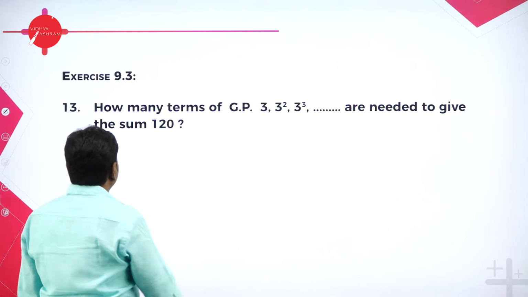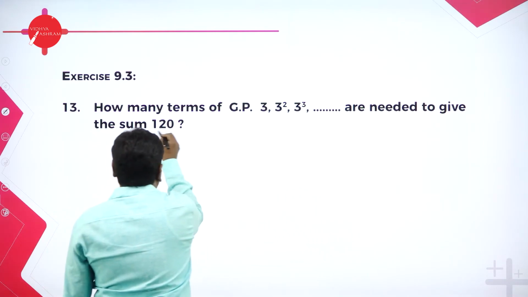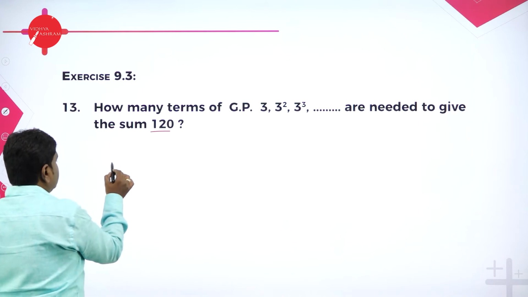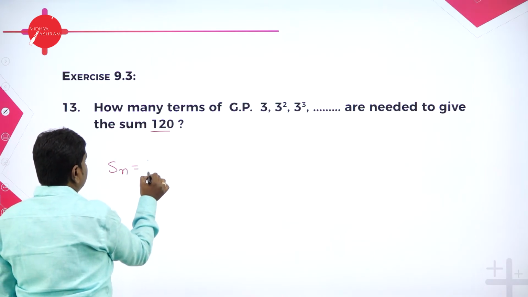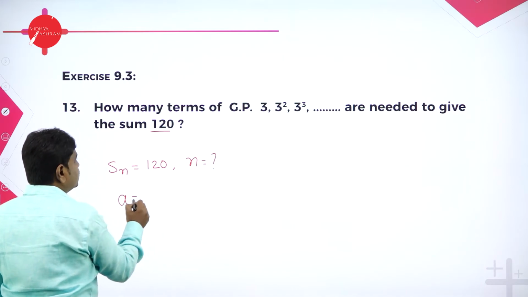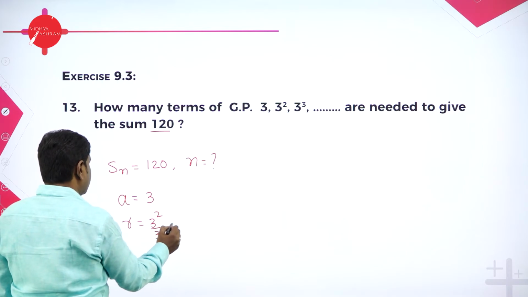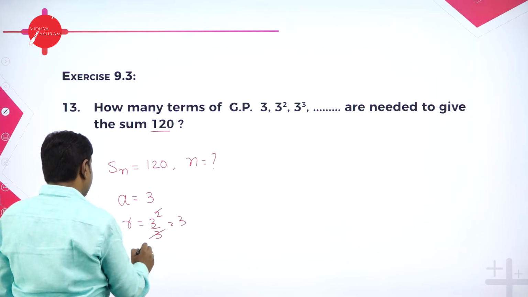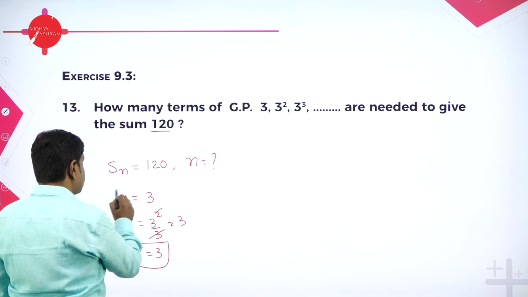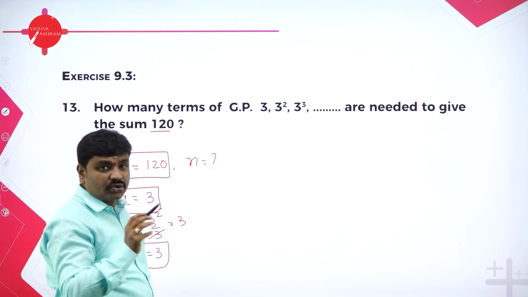Next. How many terms of the GP 3, 3 square, 3 cube are needed to give sum 120? See, Sn, the sum of n terms, is 120. What is n is the question. A means the first term. What is the first term? 3. Common ratio is what? 3 square by 3 gives you 3. So the common ratio is 3. First term is 3. Sum of n terms is 120. They are asking you to find n.